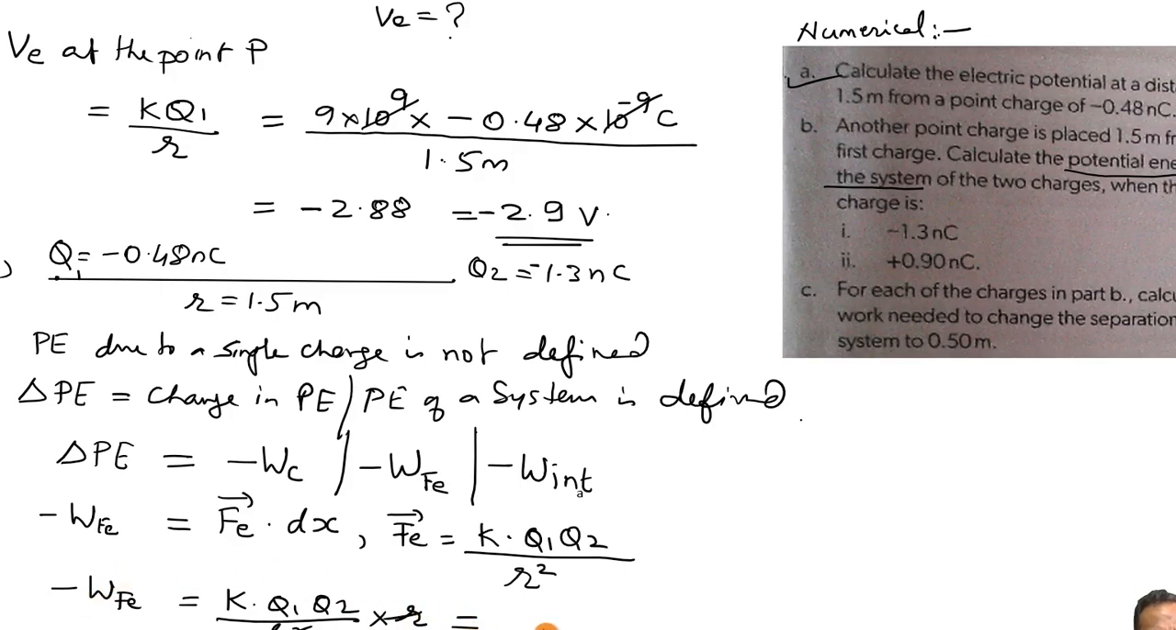So let us plug in the values. K will be 9 into 10 raised to 9, right? Q1 is minus 0.48, and because it is nano, I'll take 10 raised to minus 9, times another charge, which is also negative, so it will be minus 1.3 into 10 raised to minus 9 again, in coulombs, and the whole thing divided by R, and R is nothing but 1.5 meter, right?